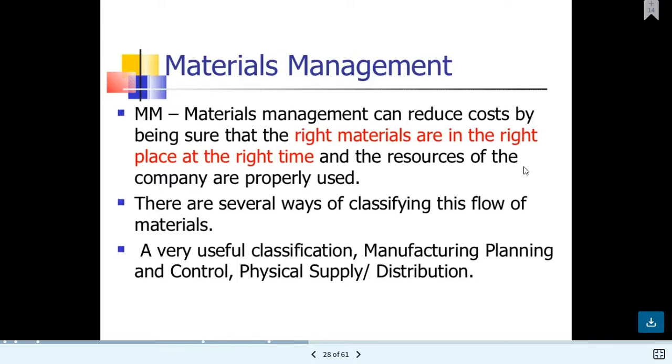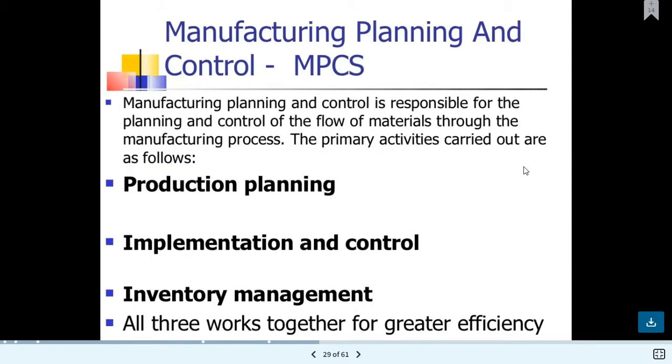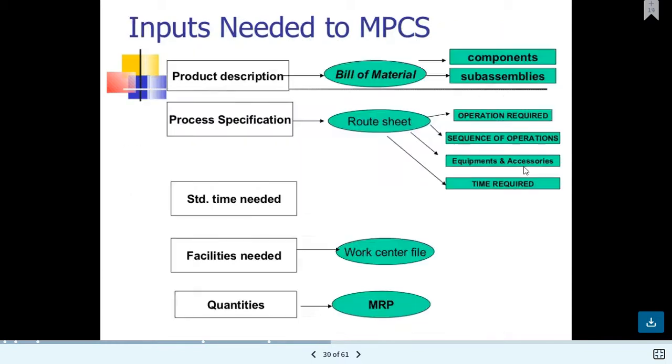There are several ways of classifying the flow of material. A very useful classification is manufacturing planning and control, and physical supply and distribution. Manufacturing planning and control, MPC, is responsible for the planning and control of the flow of materials through the manufacturing process. The primary activities carried out by MM are as follows: production planning and implementation, control, and inventory management, all three together for great efficiency.